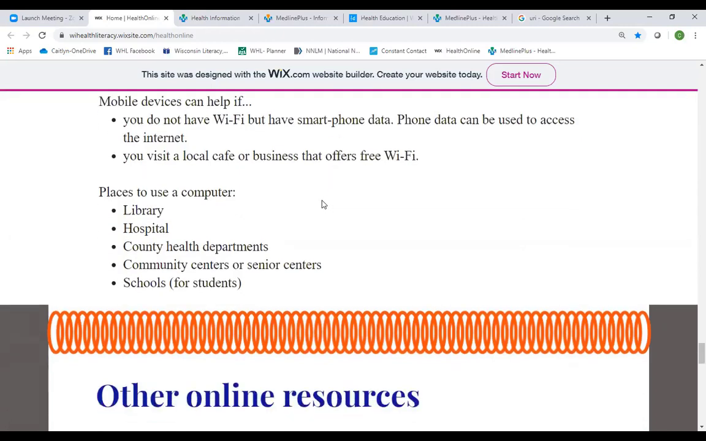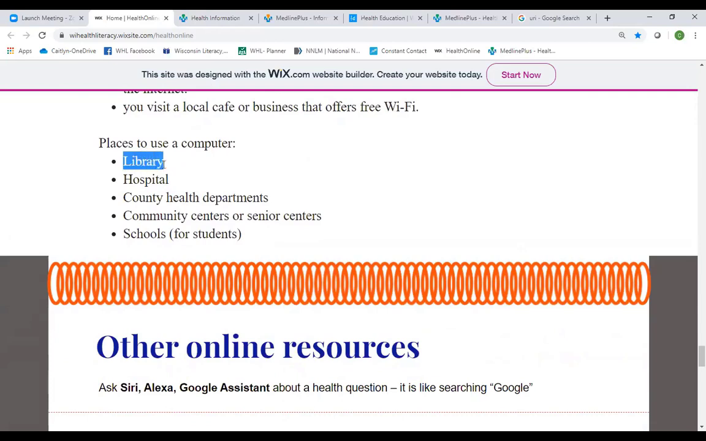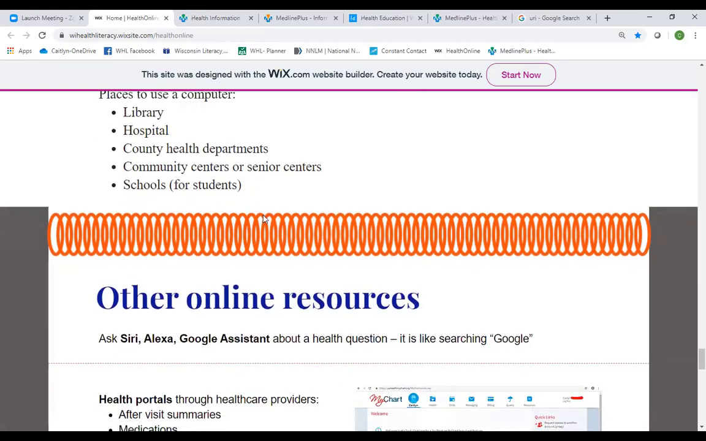But also there are other places that provide computers and Wi-Fi, at the library, at hospitals, the health departments, community centers, and at schools. So there's always a way to find something if they don't have Wi-Fi or internet connection at home.